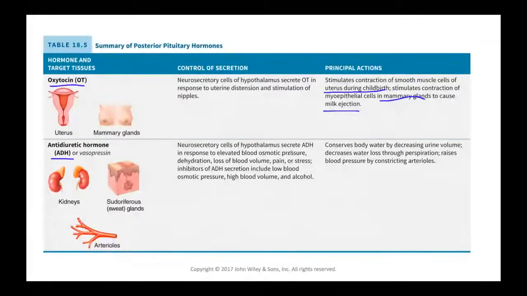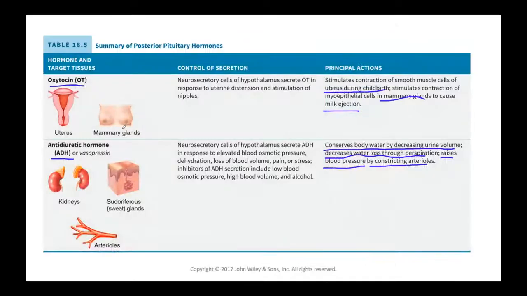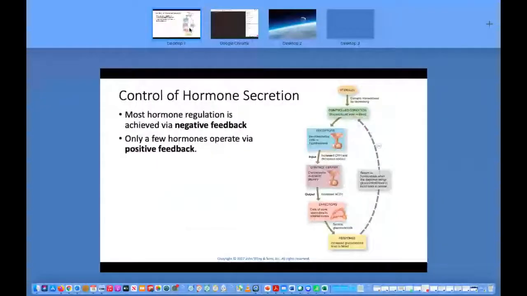That's the oxytocin. And the ADH, anti-diuretic, is going to conserve body water by decreasing urine volume. It's going to decrease water loss through perspiration, and it's involved in raising blood pressure by constricting the arterioles. Okay, when we come back, we'll talk about negative and positive feedback loops.